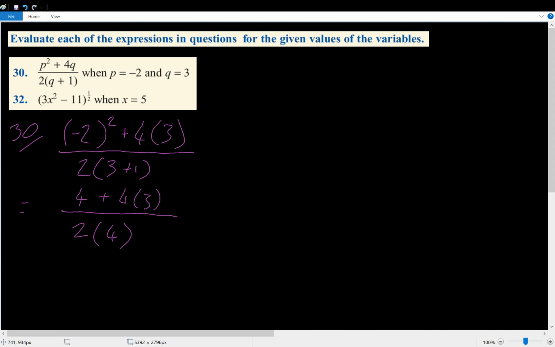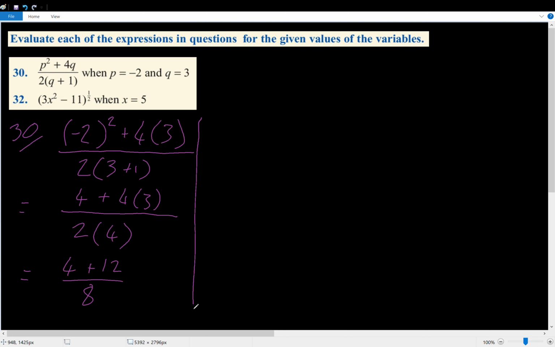And now after exponentials, we do our multiplication. So our multiplication in this sum, our 4 won't change, but on the top we have 4 times 3, which is 12. And on the bottom we have 2 times 4, which is 8.